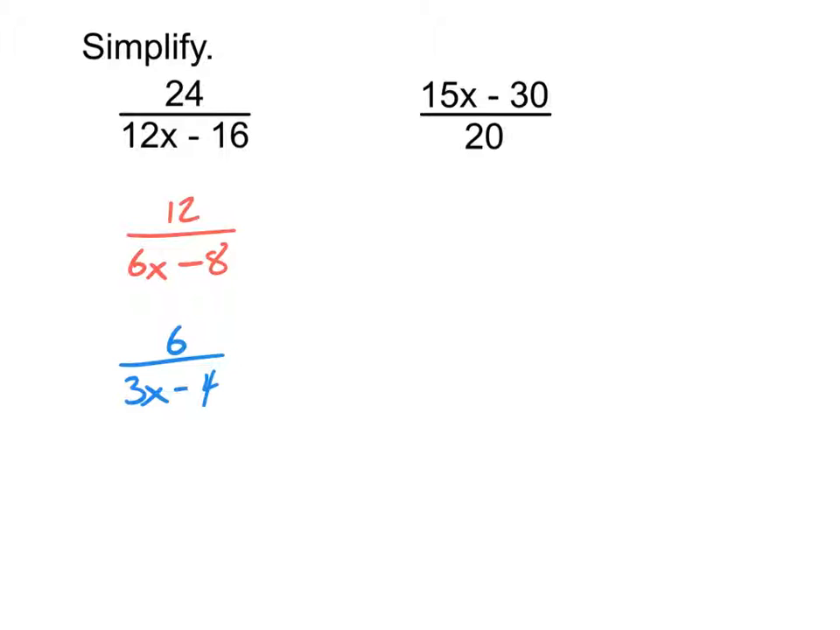All right, now for the second problem here. 15x minus 30 over 20. What can I divide everything on the top and bottom by? 5. And so we're going to do that. And so that's going to give me 3x minus 6 all over 4. Can that reduce any more? No, it can't. Because there's nothing else that goes into 3x, 6, and 4, so we're done. Final answer.